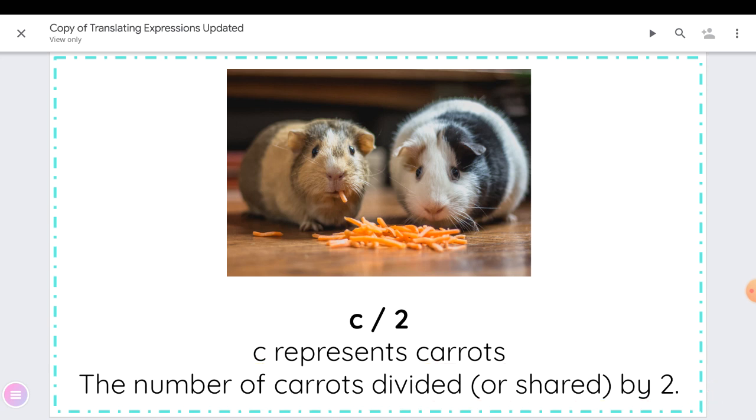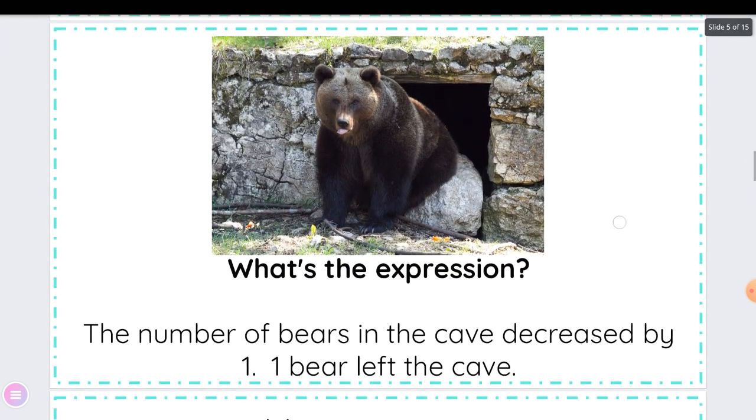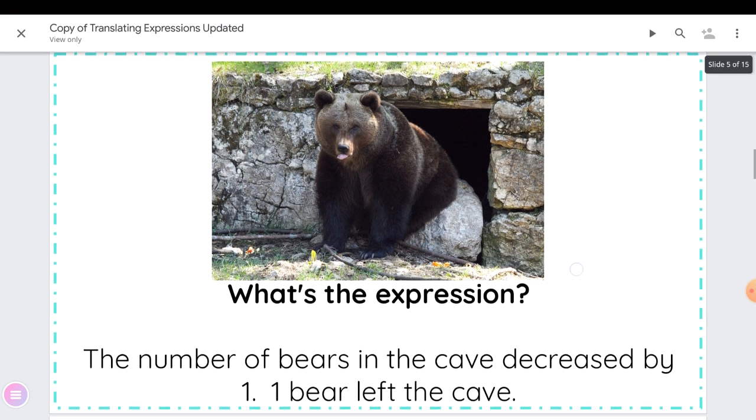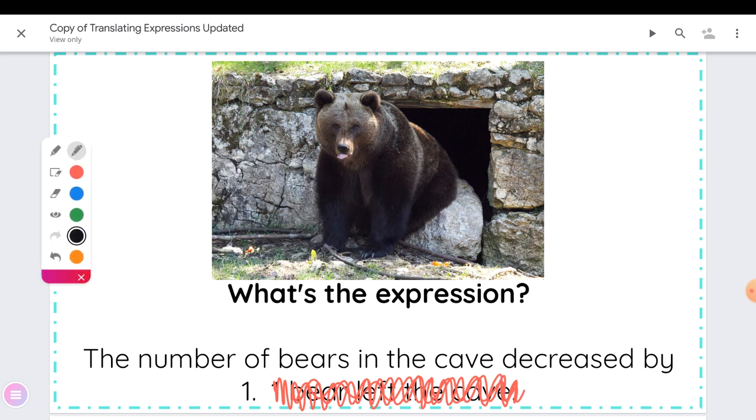Okay, and I know we're going quick. I'm just trying to give you as much as I can in 40 minutes. So this one, they want an expression, but then they give us too much information. So on this one, before we do anything else, I want you to mark out where it says, 1 bear left the cave. We don't care about that. The number of bears in the cave decreased by 1. It gives me an expression in words, and it wants an algebraic expression, a math problem.